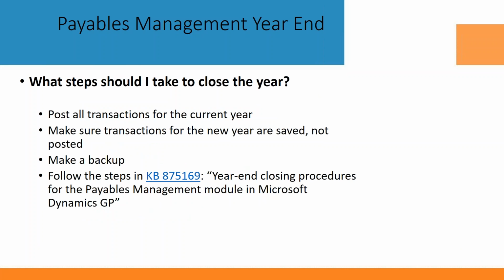So steps to take, I want to be sure I post all my transactions. Any transactions for the new year have been saved to batches. They're not yet posted. Make a backup, and then follow those detailed steps in the year-end closing procedures. And I refer to detailed steps, and I don't want to scare anybody that hasn't done this before. For the most part, there's a single window, a couple of check boxes, and a process button that you'll need to hit to go through those.